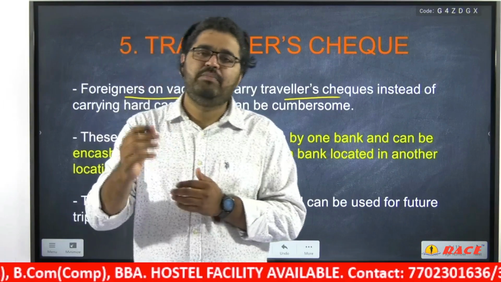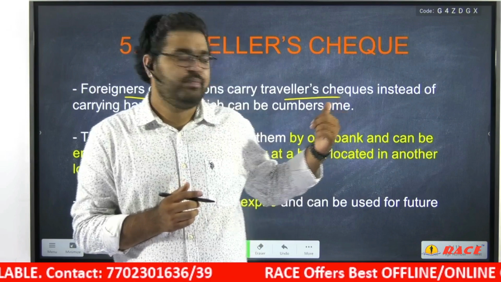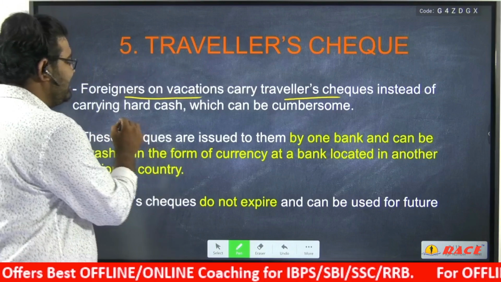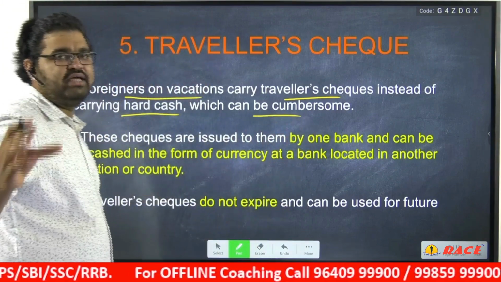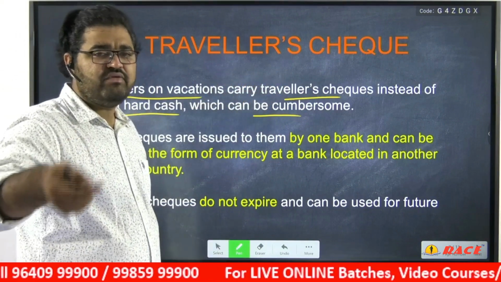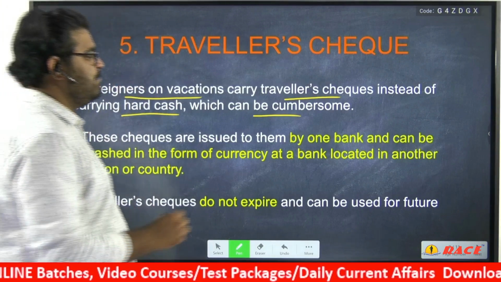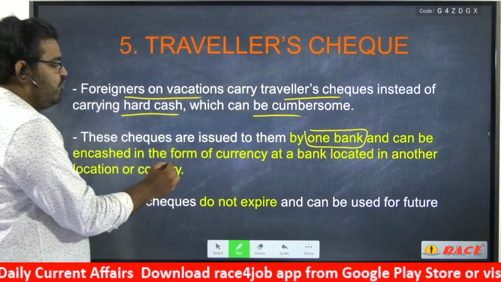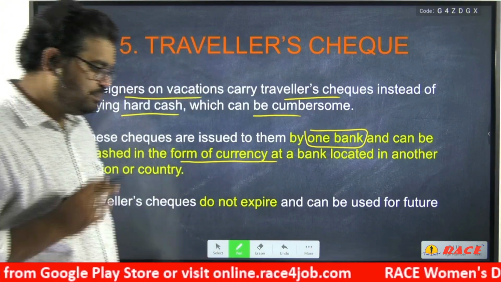So whenever foreigners come to a new country, suppose a foreigner is coming to India, they will get this traveler's check. Foreigners on vacation carry traveler's checks instead of carrying hard cash, which can be cumbersome. It is not easy to carry a good amount of hard cash. Instead, they can get these traveler's checks. They can submit the check at local branches. From there, they will get the local currency. These checks are issued by one bank, and can be encashed in the form of currency at a bank located in another location or country. Right?